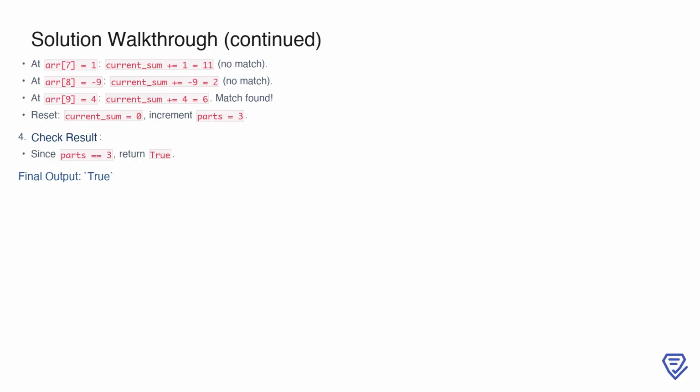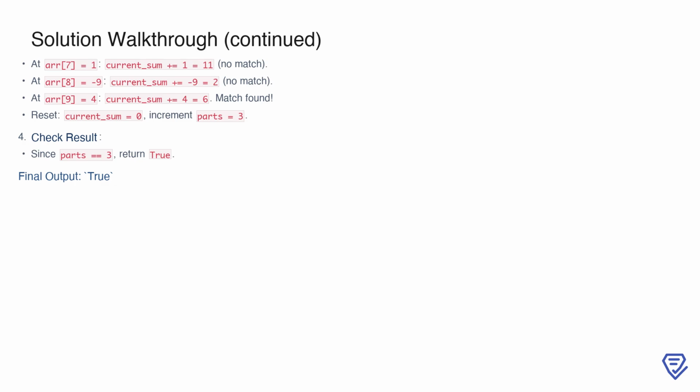However, at index 9, when we add 4 to the running sum, it finally reaches 6 again. This marks the third match. We reset current_sum to 0 and increment parts to 3. At this point, we have successfully found 3 parts where the sum equals the target.